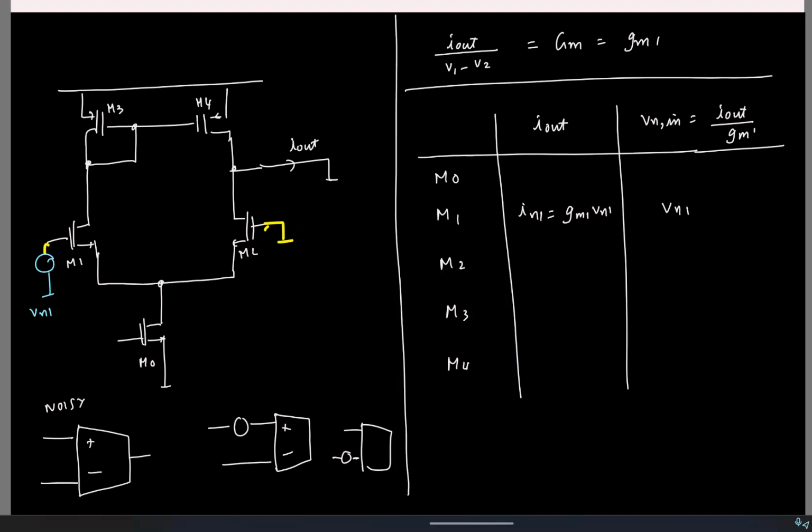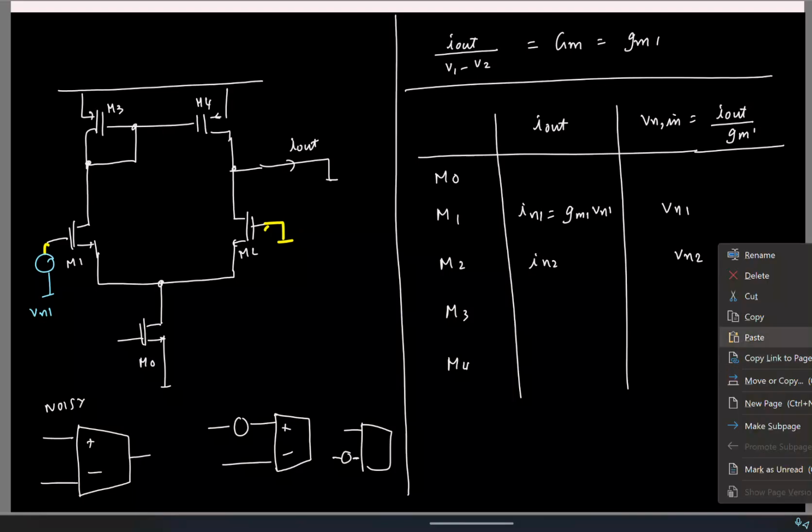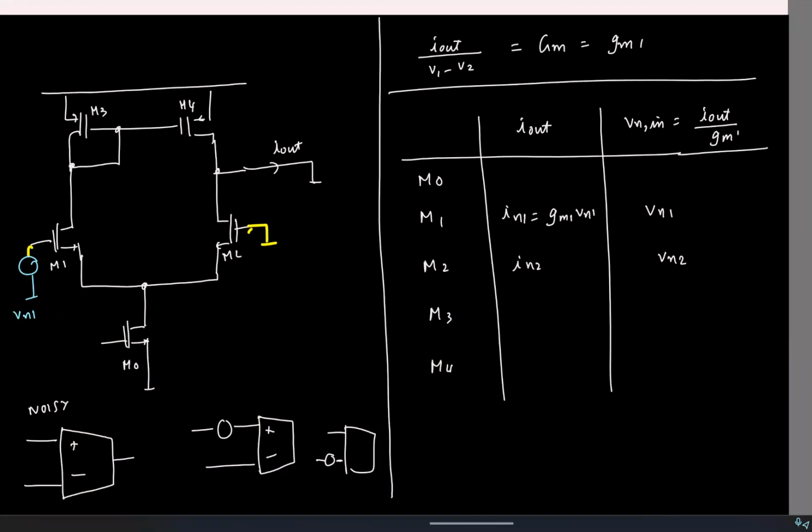What about noise due to M2? It is the same. We can directly club it to the input. It's Vn2, and I'll write it as In2. So these two are straightforward. Let's now look at the other transistors.